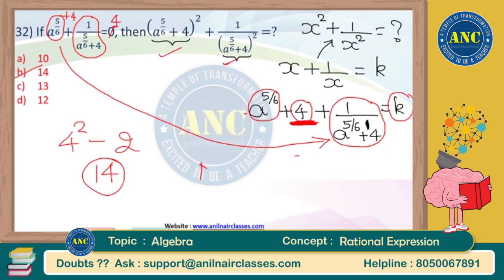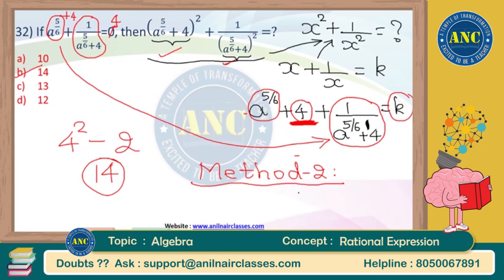Now instead of doing all these things, you already know that method 2 is even simpler compared to method 1, because it will give you the answer in just 1 second. That means the question is of the form x square plus 1 by x square. So the answer should be of the form k square minus 2. There is only one option which is of the form k square minus 2, and that is 14. 10 is nothing but 9 plus 1, k square plus 1.